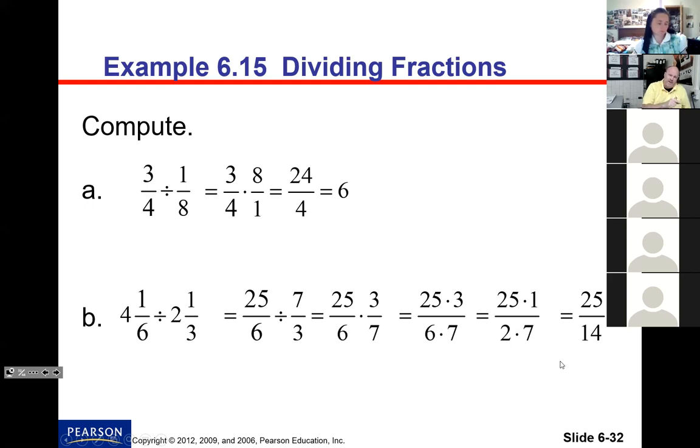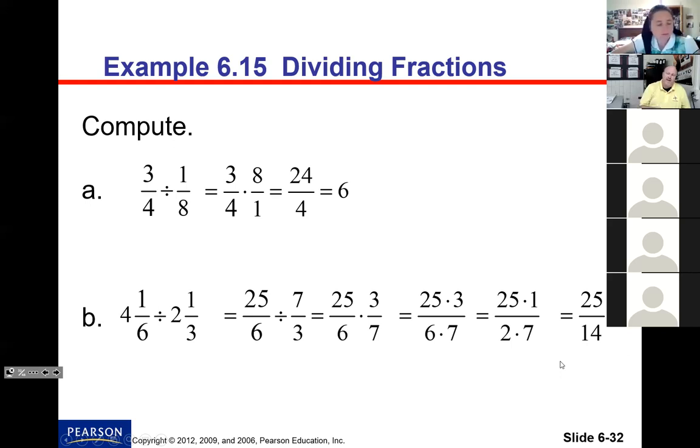We started with mixed, we ended with improper. Should we switch it back to mixed? You normally do, right? And in middle years, you're going to get your kids to always switch it back to mixed.